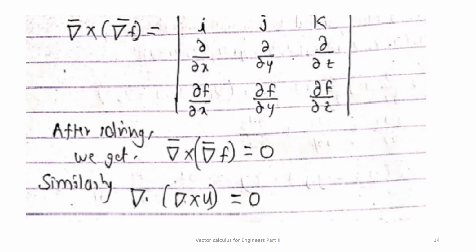In the previous two slides, we have defined divergence, gradient, and curl. Now using these, you can derive these equations: curl of gradient of f is equal to 0. Similarly, divergence of curl of u, that is a vector field, is equal to 0. So we can say that the curl of the gradient of a function f is equal to 0, and the divergence of the curl of a vector field is equal to 0.